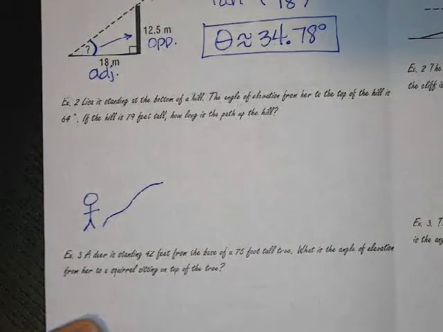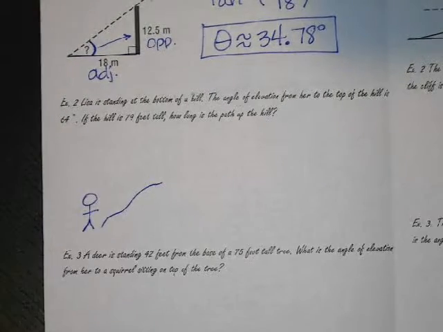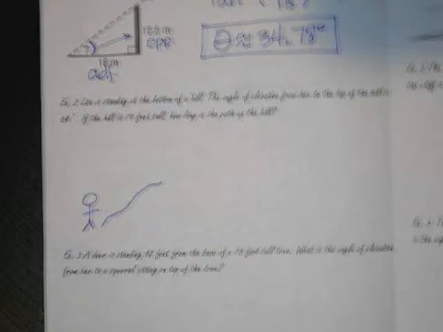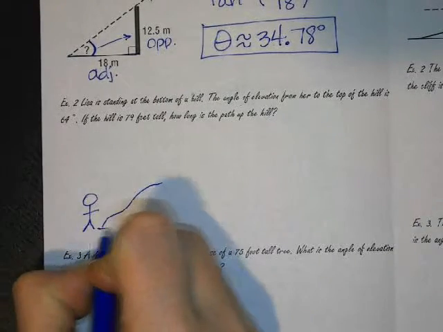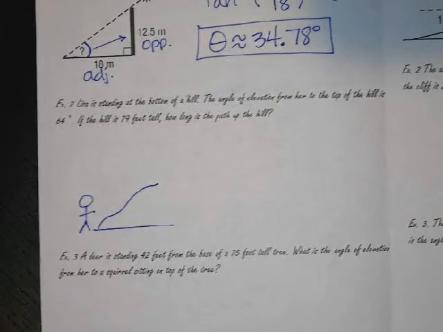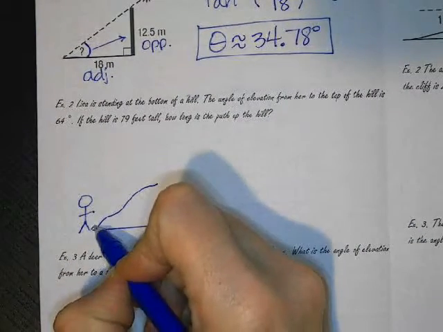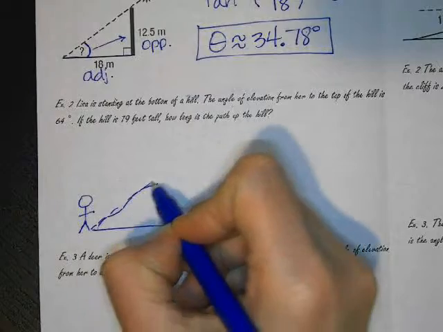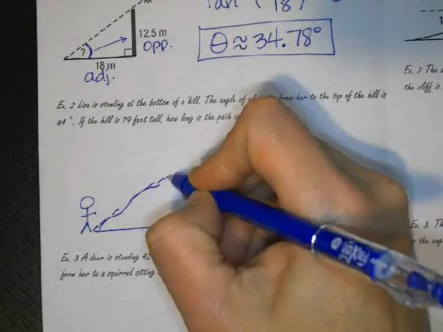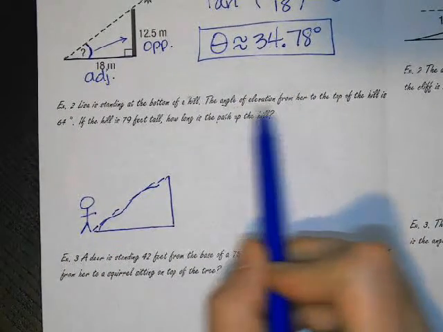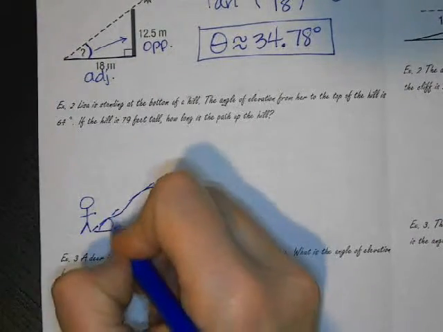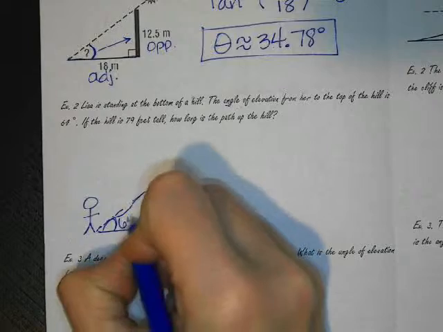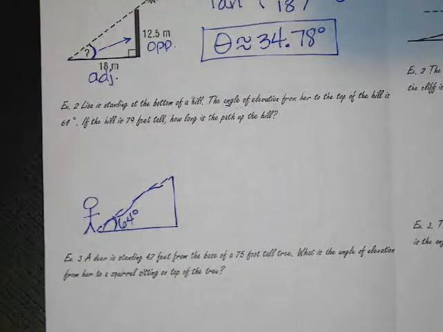So remember, to create an angle of elevation, you need two things. You need a line of sight and a horizontal line. So the horizontal line this time is going to be your ground. And your line of sight is going to be that imaginary line to the top of the hill. Okay, it says the angle of elevation from her to the top of the hill is 64 degrees. So here's your angle of elevation. You're going to write 64 degrees inside.